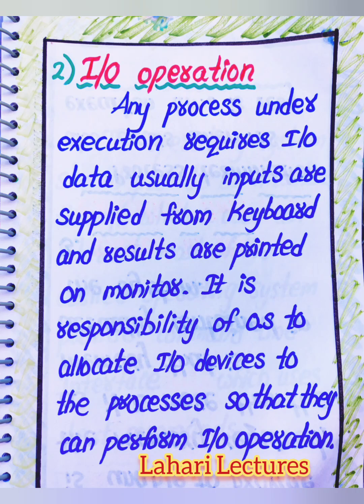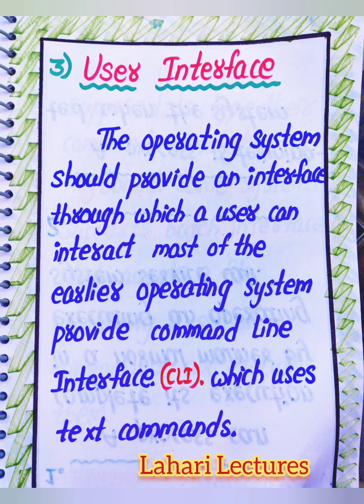Any process under execution requires input-output data. Usually inputs are supplied from keyboard and results are printed on monitor. It is the responsibility of the OS to allocate input-output devices to the processor so that they can perform input-output operation.